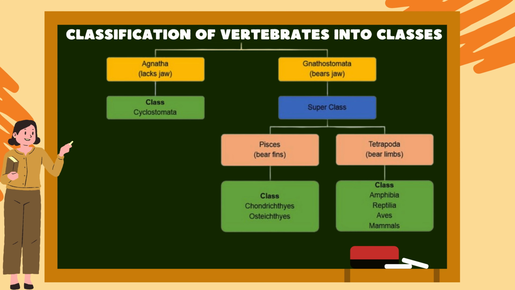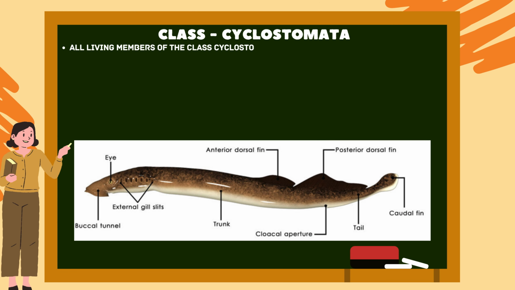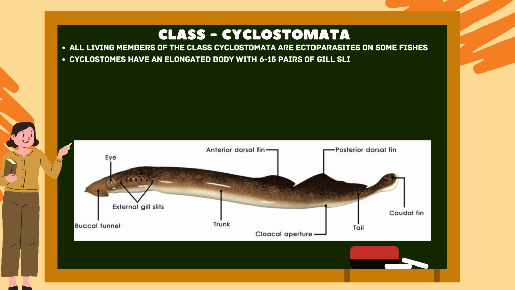Classification of vertebrates into classes. Its members include the class Agnatha, Chondrichthyes and Osteichthyes, that is, Amphibia, Reptilia, Aves and Mammalia. Class Cyclostomata. All living members of class Cyclostomata are ectoparasites on some fishes. Cyclostomes have an elongated body with 6 to 15 pairs of gill slits for respiration.